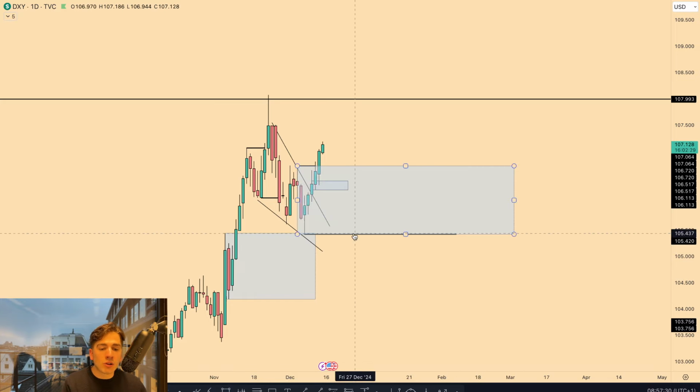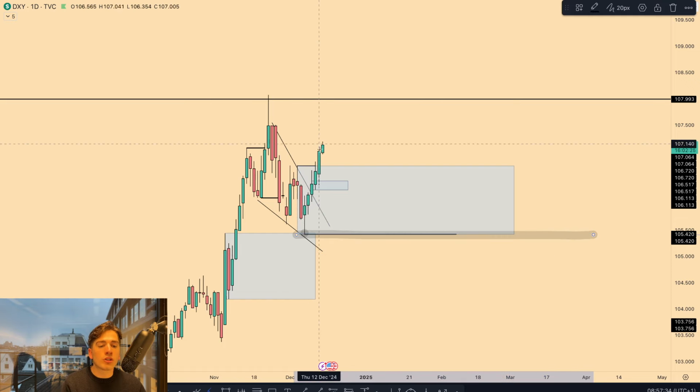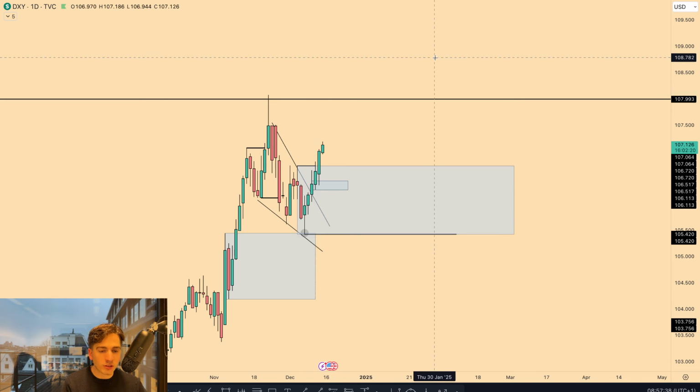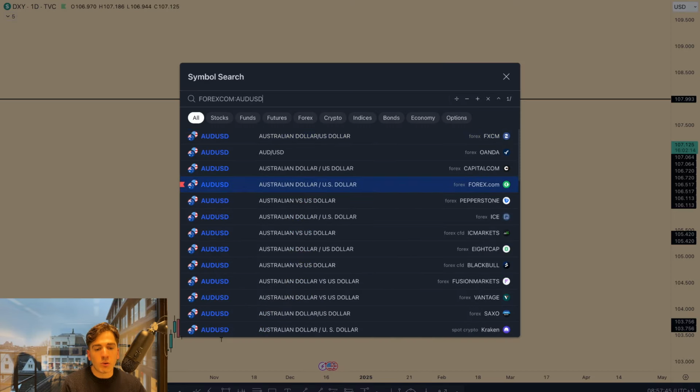All right, so as long as the fractal low, guys, which is this low over here, holds, the market should continue to push up higher and form another new higher high here on the dollar index. Nothing more, nothing less. Going in towards AUDUSD, what is happening over there?